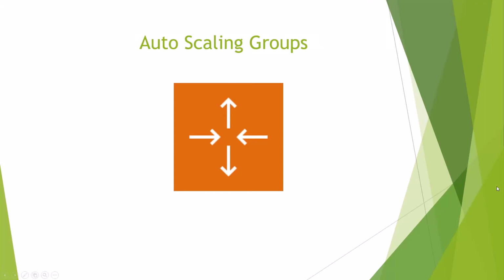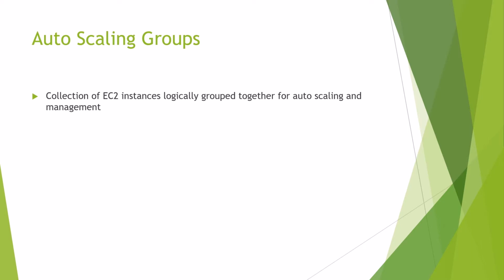Hi everyone, in this video we are going to talk about auto scaling groups. Auto scaling groups are a collection of EC2 instances logically grouped together for auto scaling and management. When we talk about auto scaling, it ensures that we have the correct number of EC2 instances available to us for servicing the load of our application.